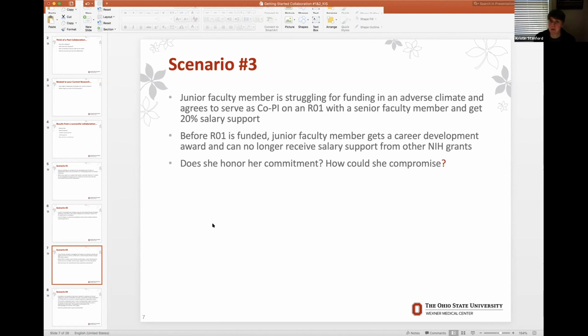So if you have a junior faculty member who's struggling for funding in an adverse climate and agrees to serve as a co-PI on an R01 with a senior faculty member and get about 20% salary support. Before the R01 is funded, the junior faculty member gets a career development award and can no longer receive salary support from other NIH grants. Does she honor her commitment, or how does she compromise?